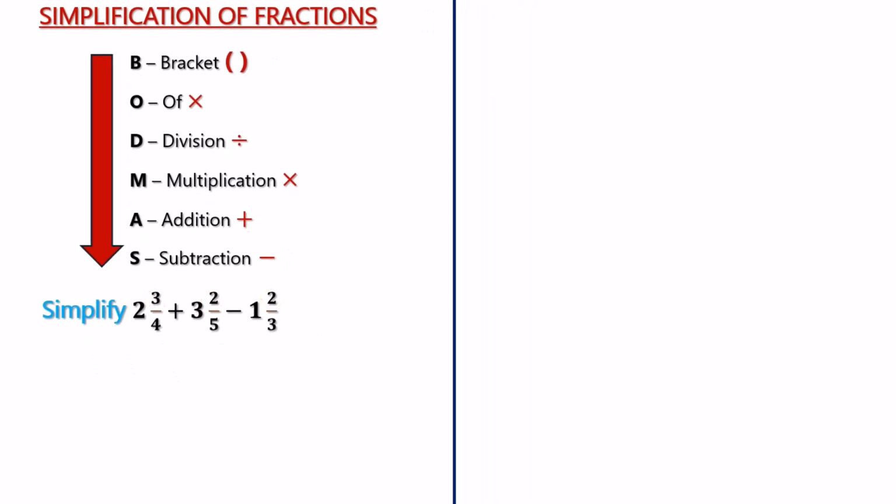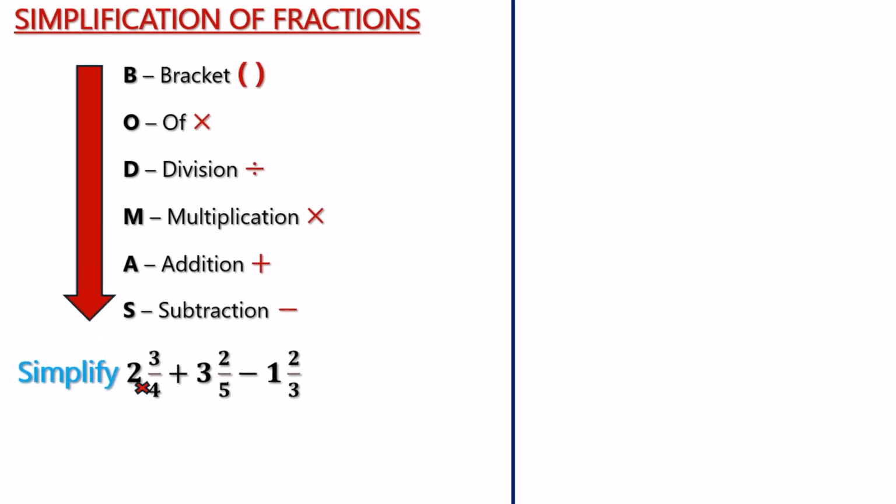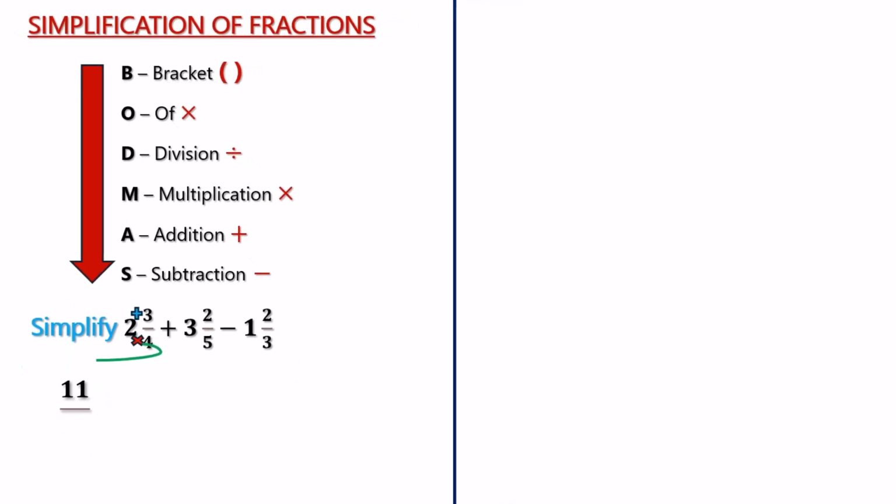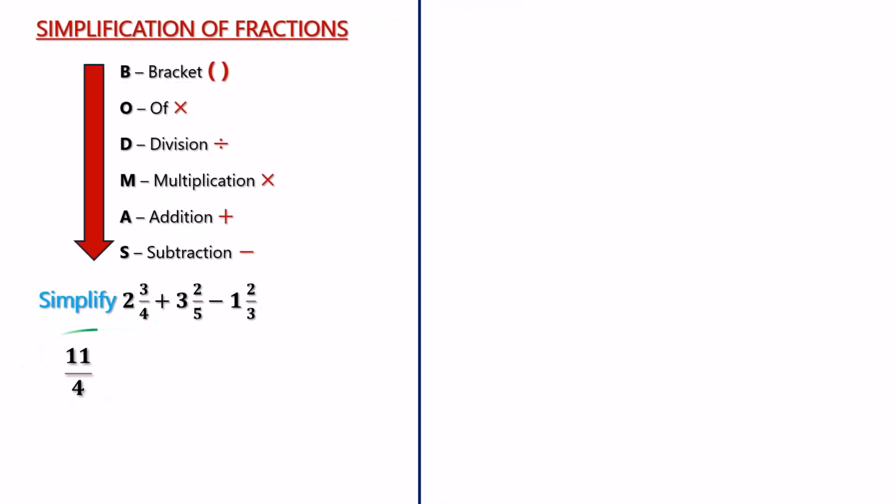So to convert the first fraction to an improper fraction, we multiply 2 by 4, which gives us 8, and add 3 to it, which gives us 11. So the first mixed fraction becomes 11 over 4. We bring down the plus sign and then convert the second mixed fraction to an improper fraction by multiplying 3 by 5, which gives us 15, and adding 2, which gives us 17. So the second fraction becomes 17 over 5.